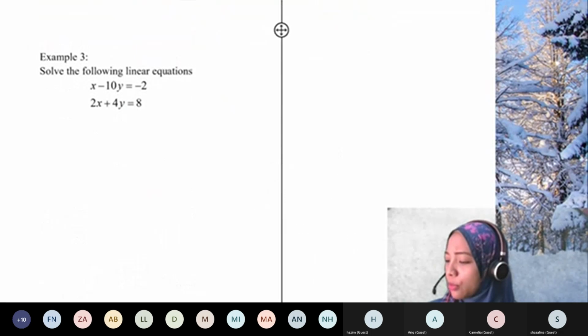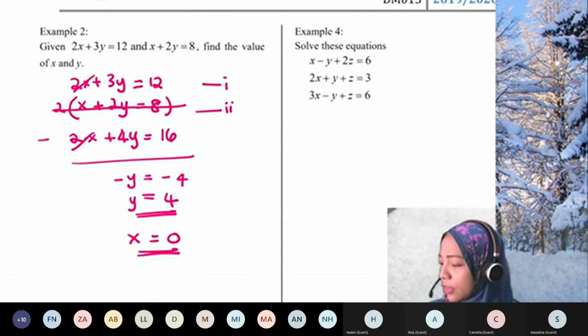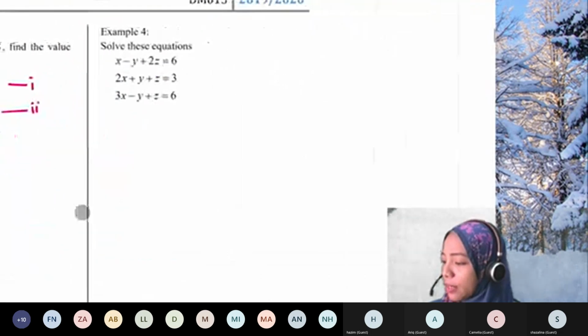Okay, this one also I let you do it yourself. Example 3, and then solve this equation. Okay, let's look at example 4.